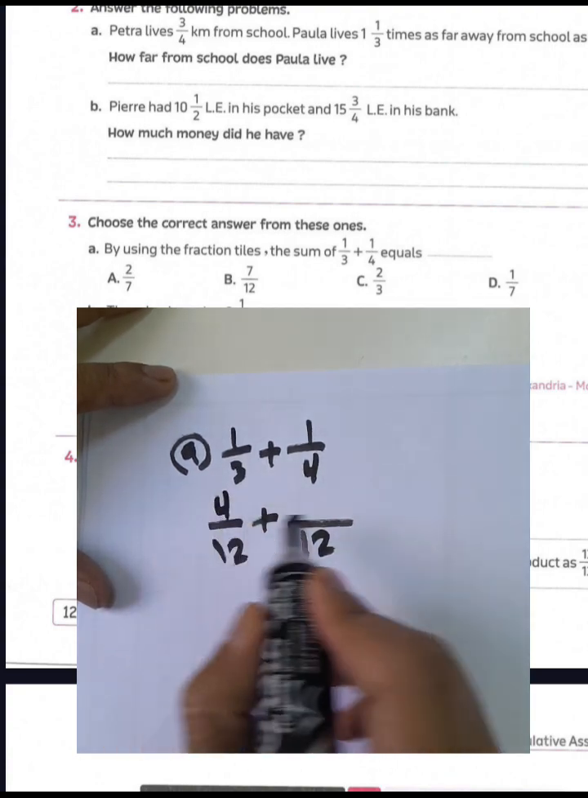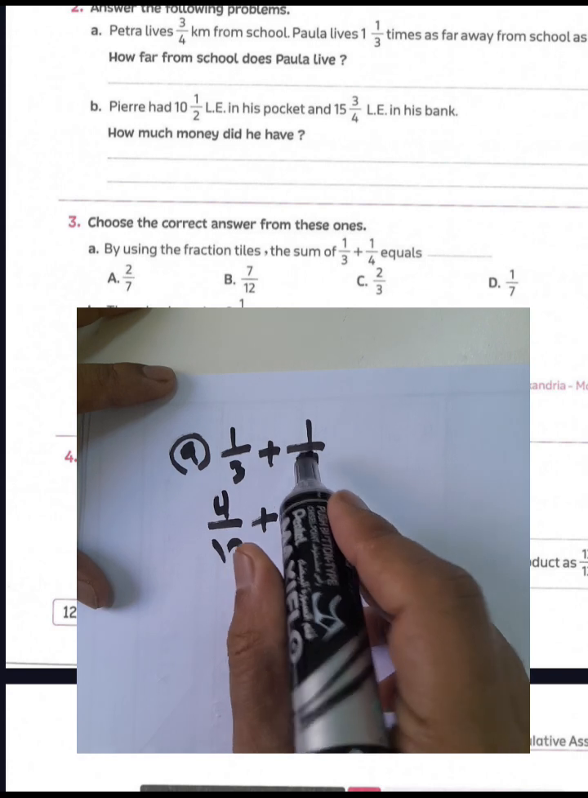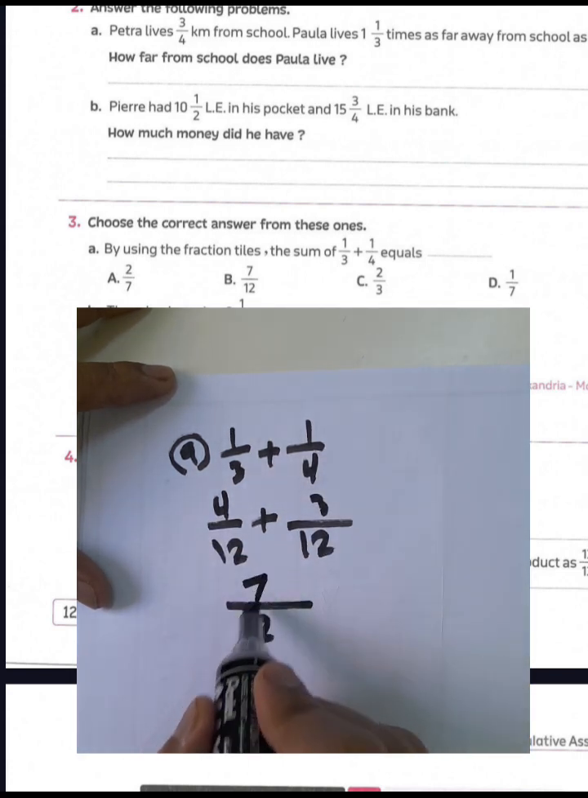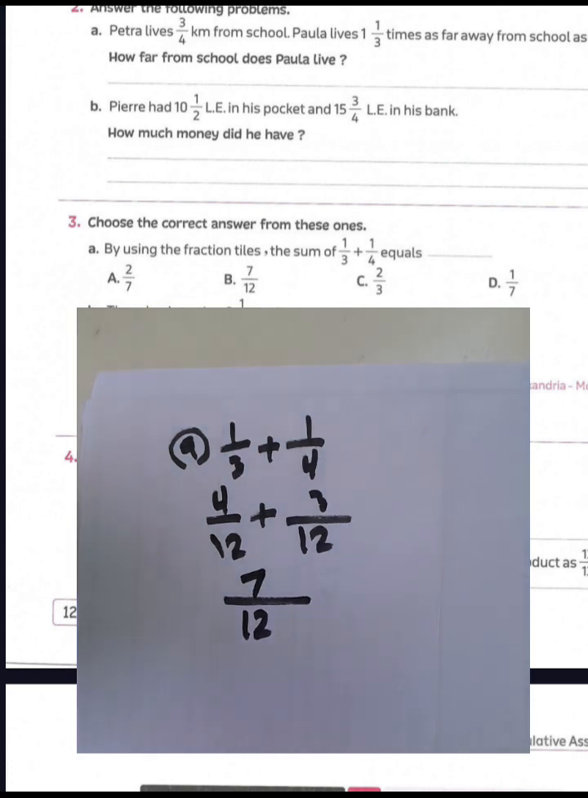3 times 4 equals 12. 1 times 4 equals 4. 3 times 4 equals 12. 1 times 3 equals 3. And then write 12 in the denominator. 4 plus 3 equals 7. The result will be 7 over 12.